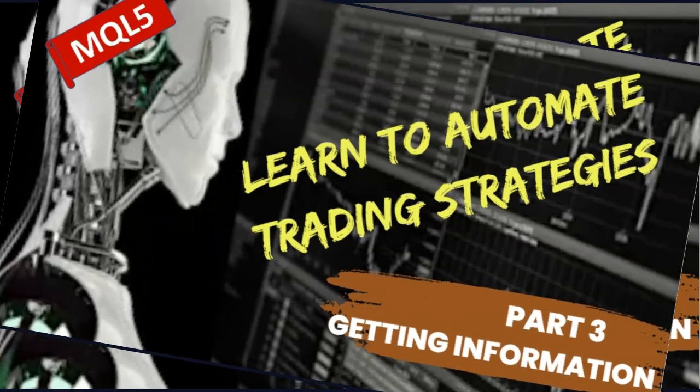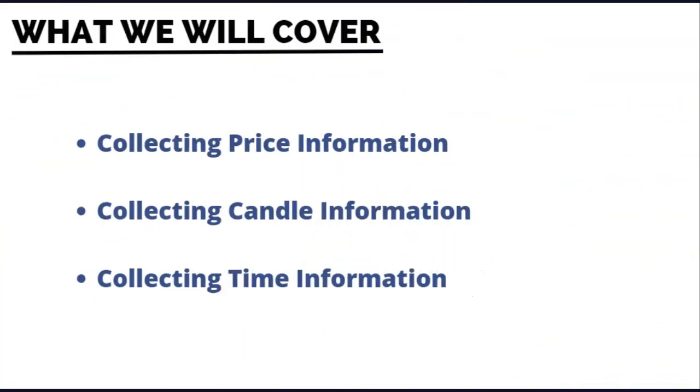Today with part 3. This part is going to cover how to collect information from a chart, and the types of information we will be looking to collect are price-based information, candlesticks information, and time information. These are the 3 types of information that you will most commonly use within an EA in order to define a strategy and open and close trade.